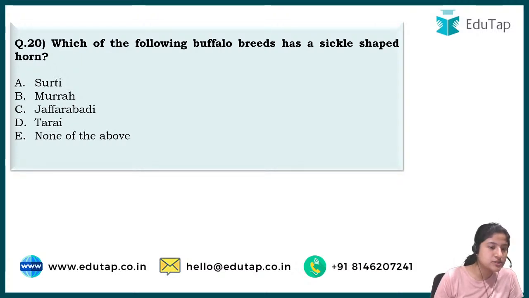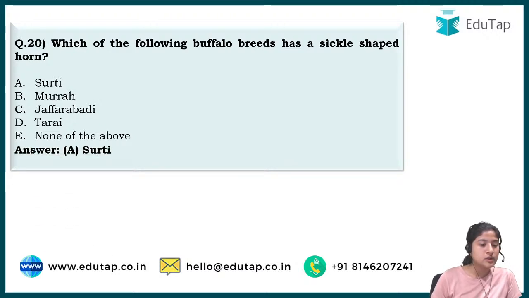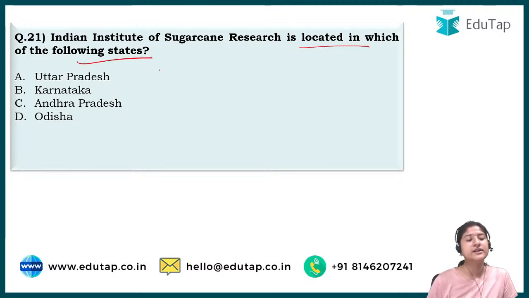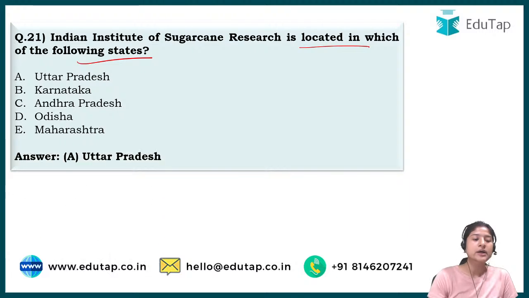Let's see who was the first one to answer. Okay, so Utpal was the first one to answer correctly. That is the Surti. Okay, so it is a buffalo breed which has sickle-shaped horn. Next is, Indian Institute of Sugarcane Research is located in which of the following states? Okay, you have to tell me. See, one more state question has been asked, and there are 5 options, and the correct answer is A, Uttar Pradesh. Okay, Uttar Pradesh is that particular state.